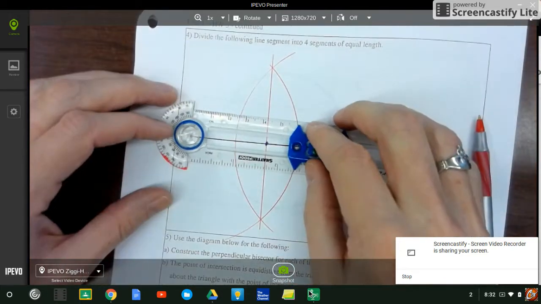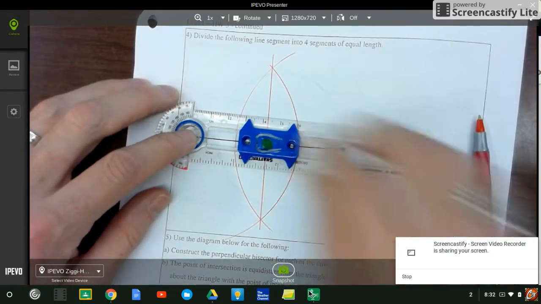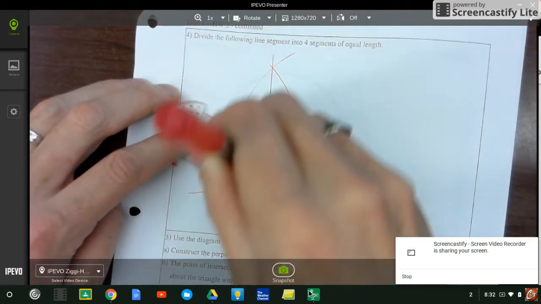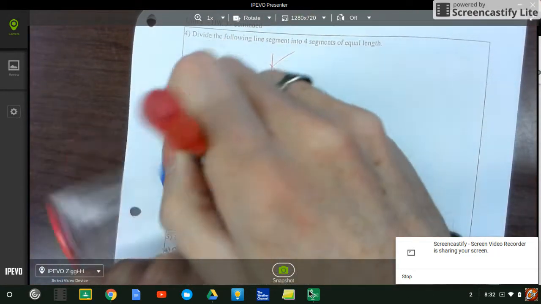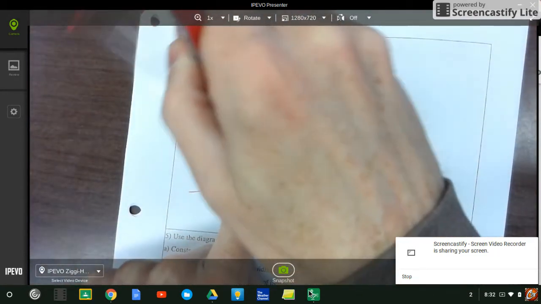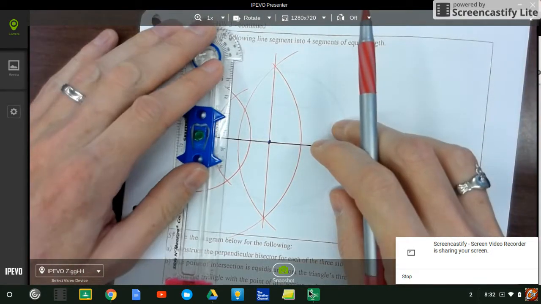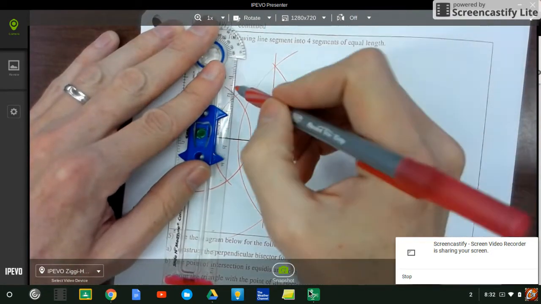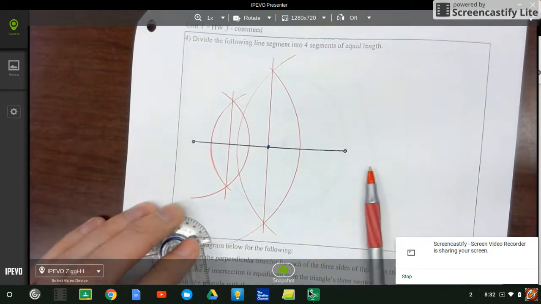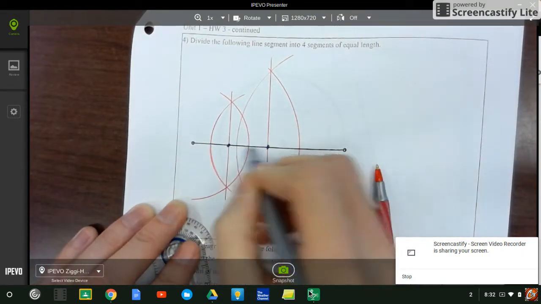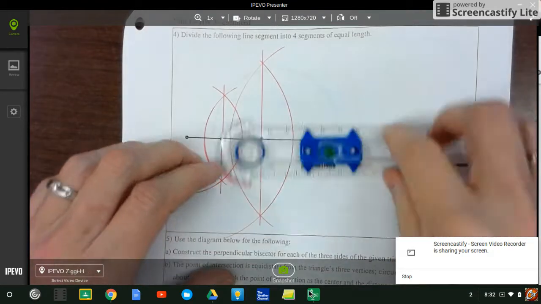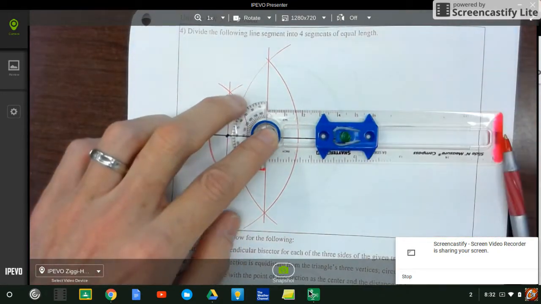So I'll set up again. And over to the midpoint. Oh, staple got in the way. And I'll bisect there. So now I've got 2 smaller segments. I have this segment and that segment. And I'll do the same on the other side. So again.